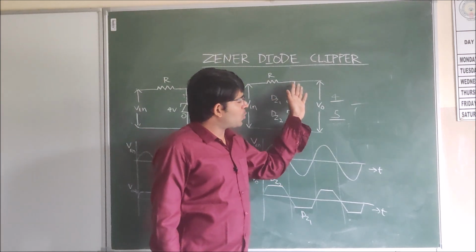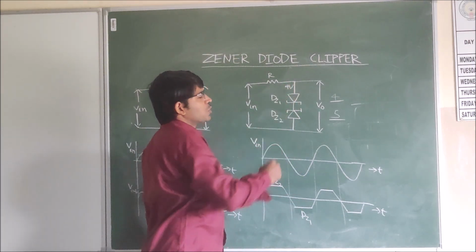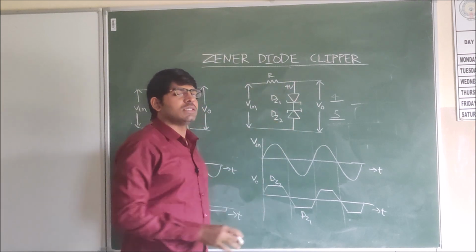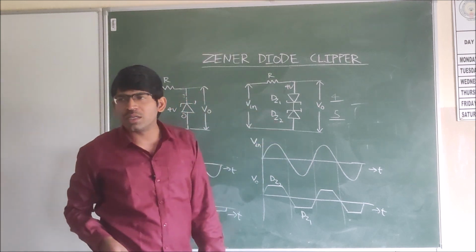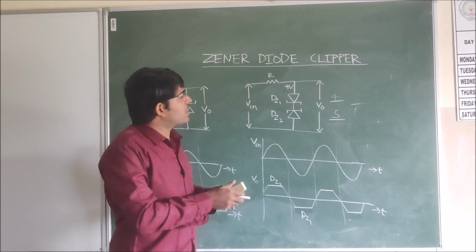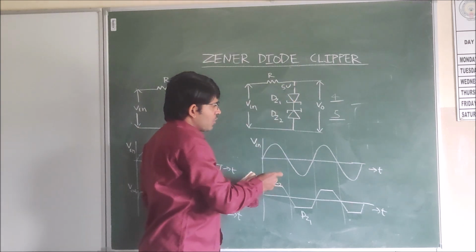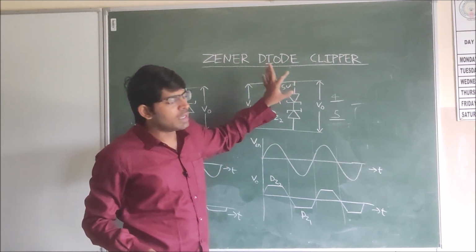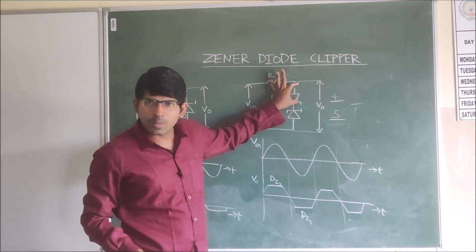If we are giving a more positive voltage, for example 4 volts positive voltage, this is forward biased, this is reverse biased. Still it will not conduct. The output will be the same as the input because there will be no current across the resistor. Now we have increased the voltage to 5 volts. The input voltage now is 5 volts. When we are giving 5 volts, this is forward biased and this is reverse biased. This is in the on state because it is forward biased.